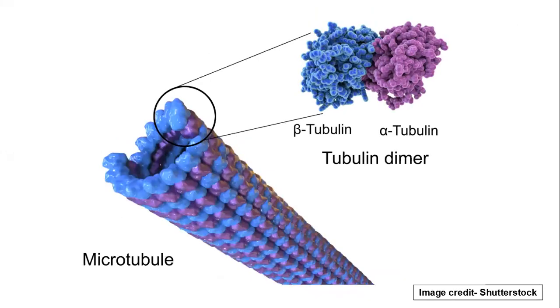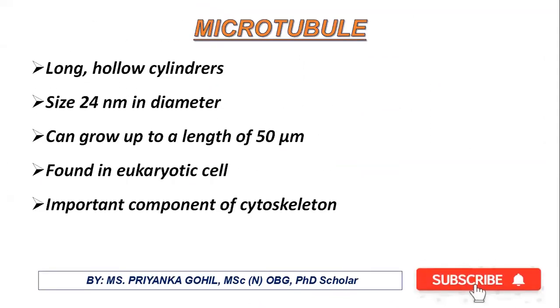Now here we have the microtubule. So in the structure of microtubule, there are 2 globular protein chains involved. First is the alpha tubulin and second is the beta tubulin. Together, we can also call it a tubulin dimer. So this microtubule is a long hollow cylinder. Its size is 24 nanometer in diameter and it can grow up to a length of 50 micrometer. Now they are found in the eukaryotic cell and it is an important component of the cytoskeleton.